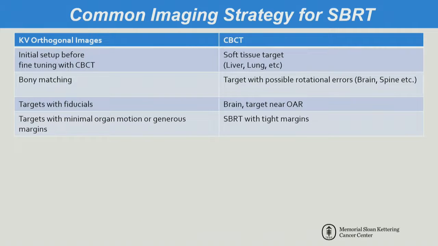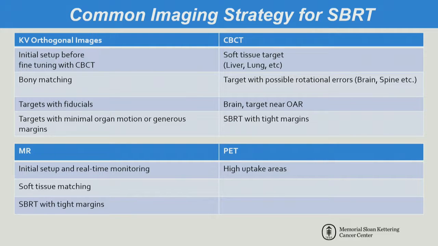So, as mentioned before, orthogonal images are very commonly used for initial setup before fine-tuning with cone-beam CT: bony matching, fiducials, or targets with minimal organ motion or generous margins. So that would normally not apply for SRS SBRT. Cone-beam CT gives a soft tissue target and shows possible rotations that we cannot see with 2D kV, although there are better algorithms now to translate 2D to 3D motion. And then anything near organs at risk and tight margins.